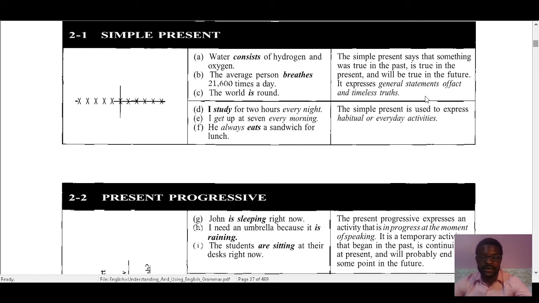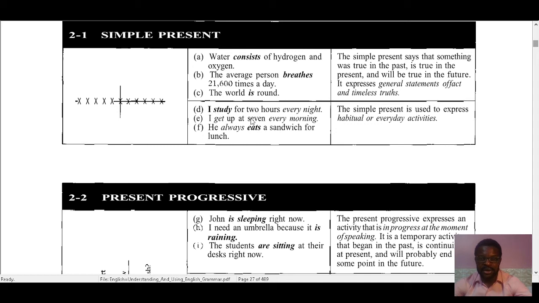For example, it is a fact that I'm a teacher. Say, I am a teacher. Again, you can say the sun rises in the east. Every morning you wake up, you see the sun rise, and in the evening, the sun will set. So these are timeless truths, and that's what we use simple present tense to talk about.